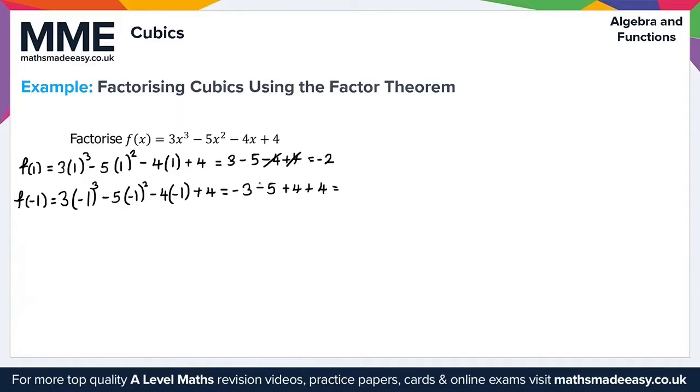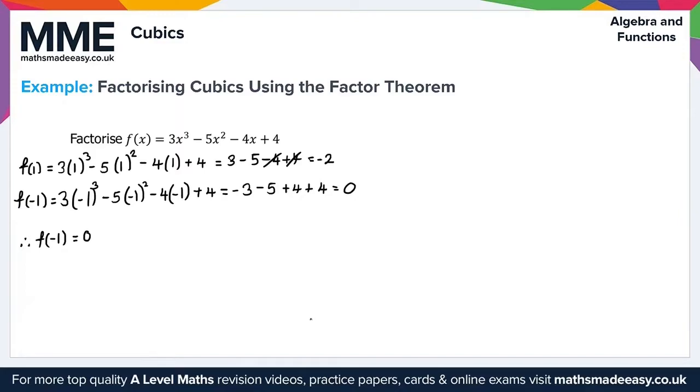Well, in this case, minus 3 minus 5 is minus 8, and 2 lots of 4 is 8. So in that case, that gives us 0. And that's perfect. We found f of minus 1 is equal to 0. So therefore, x plus 1 is a factor of f of x by the factor theorem.